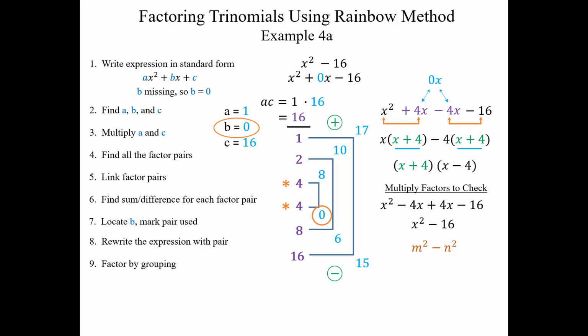The pattern for this special case will be one term squared minus the second term, also squared. And the factors will always be the square root of each term with the sum times the square root of each term with a minus. You can memorize this pattern, or you can just use the rainbow method to find them. The second special case we'll look at will be the sum or difference of terms squared.